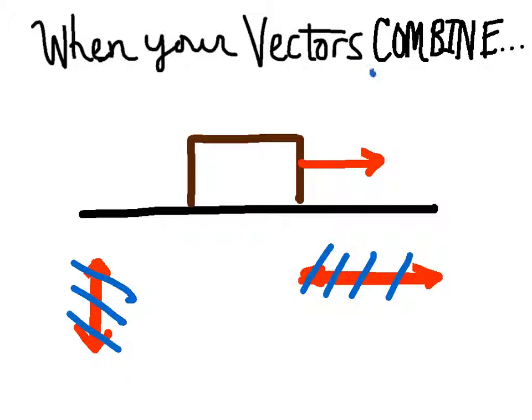So when you combine forces, really what you're trying to do is see what's left over after forces cancel out. It could be forces, it could be velocities, it could be displacements, it could be accelerations, any vector quantity. When you combine them, they could cancel out, and then you're just looking at what's left over at the end.